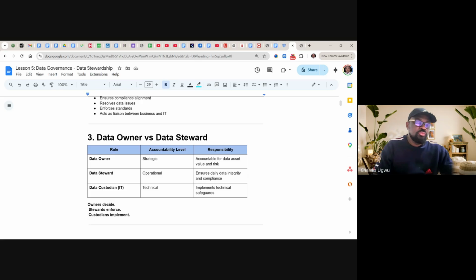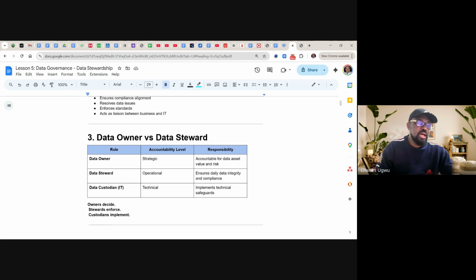Then for that accountability to be carried out, somebody needs to work on a day-to-day basis, enforcing all the necessary activities around data governance. That's where the steward comes in. The steward is operational, ensures daily data integrity and compliance. So it's like the steward is working under the data owner. Just take it that way.